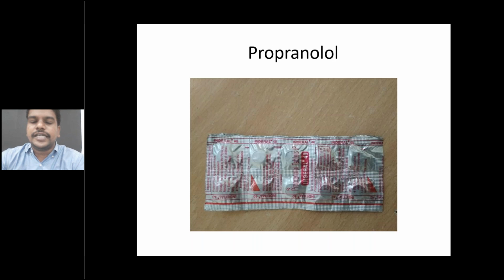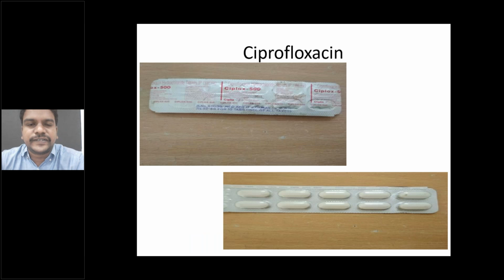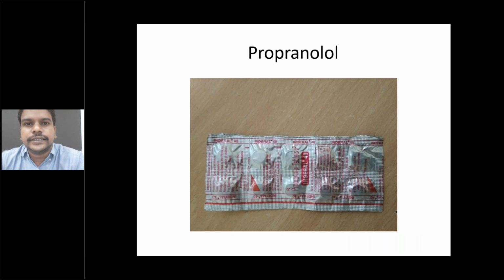Okay, this is about the tablets or capsules. First group of drugs are injections, second group of drugs are tablets. Once more I will revise these drugs: amoxicillin, ciprofloxacin, paracetamol, chloroquine, dicyclomine, cetirizine, propranolol. How many spots? 1 2 3 4 5 6 7. For tablets also, 7 spots are there. Any spotter you may have.